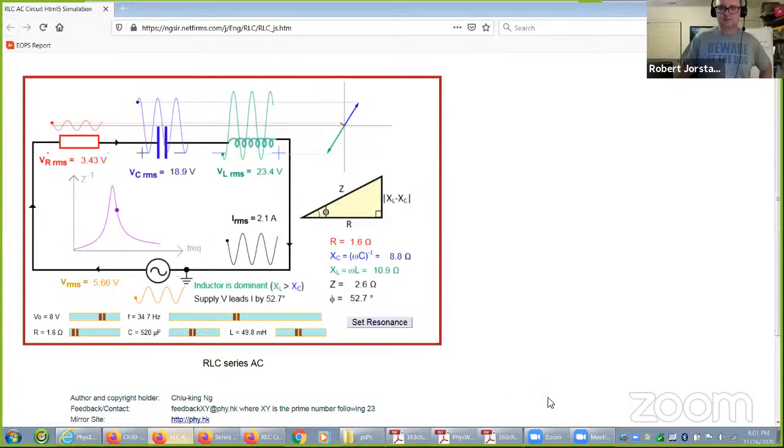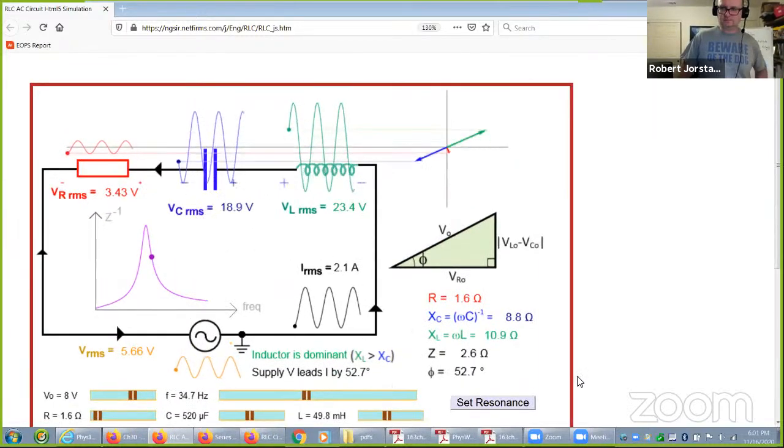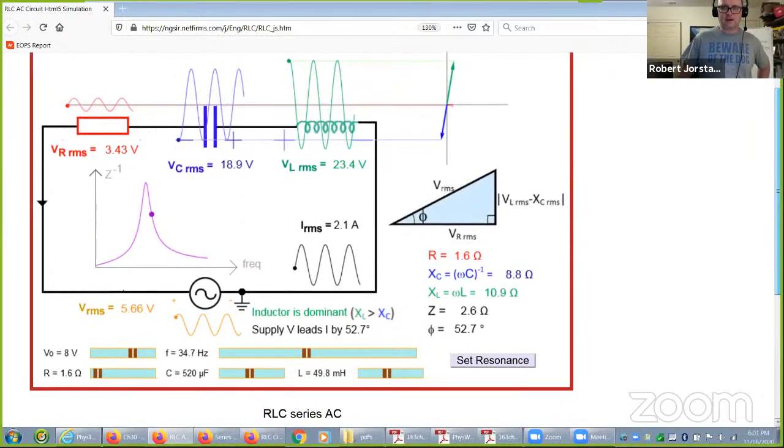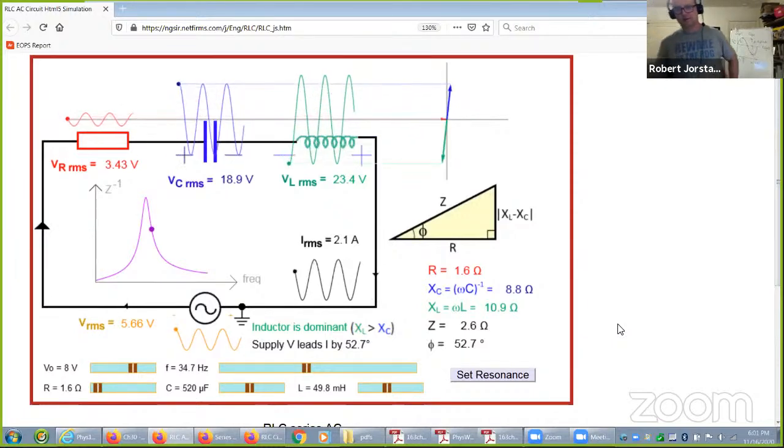All right, let's get back into it here. So we've got 35 minutes. Let's try to make sense of an LRC series circuit, okay? So let me, I know this seems a little crazy. I want you to understand this. Look at this thing, it looks insane. Our goal is to try and understand everything that you see going on in this crazy looking circuit.